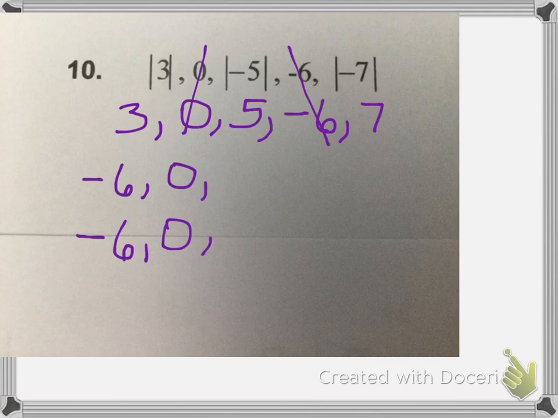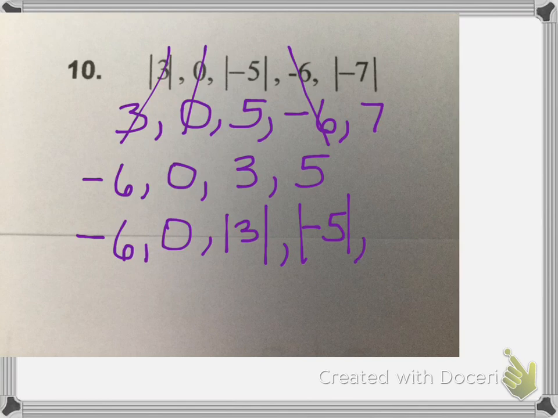Okay, next we have 3, 5, 7. So the next one would be 3. The original form was the absolute value of 3. Cross that off. Next we would have 5 or 7, so I would say 5 would be next, which was the absolute value of negative 5. And we're left with 7, or the absolute value of negative 7.